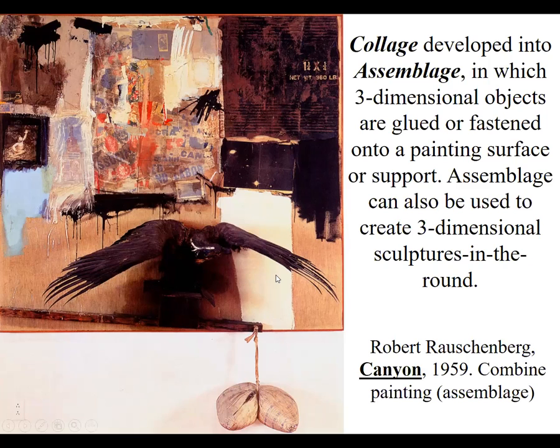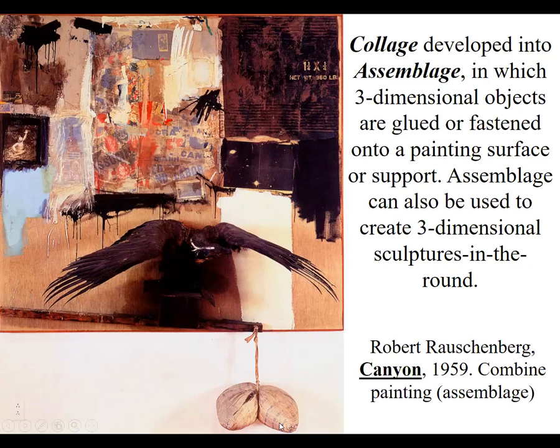But the thing in here that is assemblage is the actual use of this dead bird, this crow that has been taxidermied and then fastened onto the surface of the painting. So, this is a real dead bird. It's sticking out, a foot out of the front of the painting.